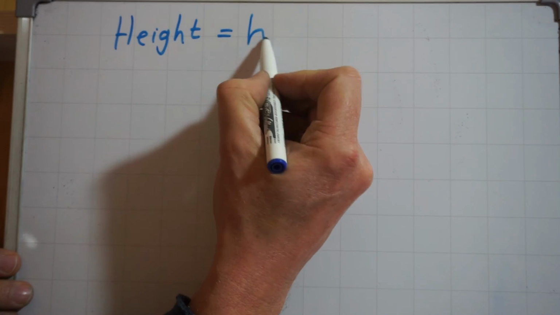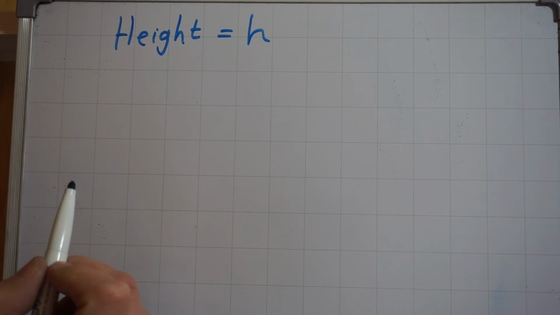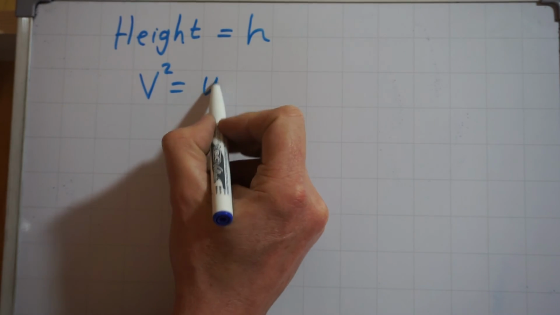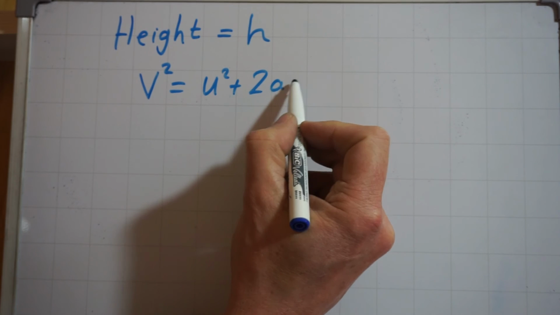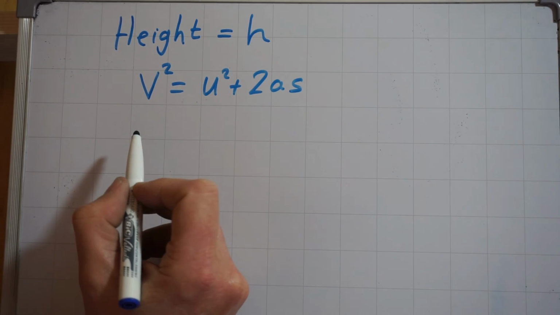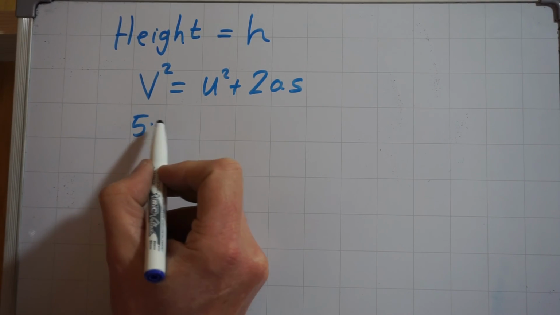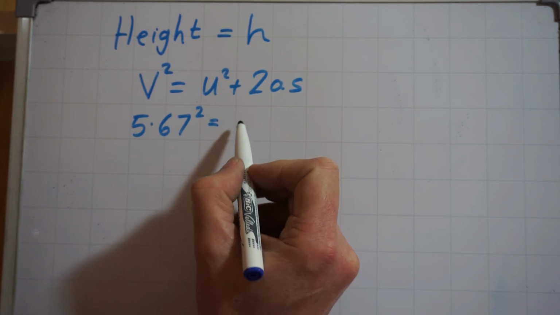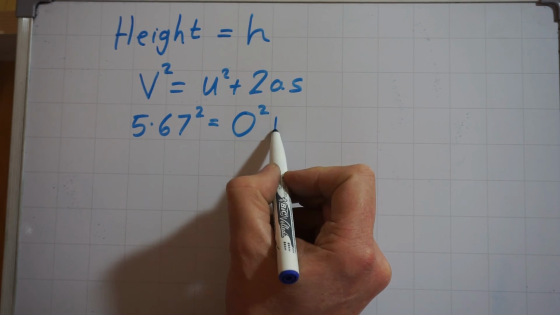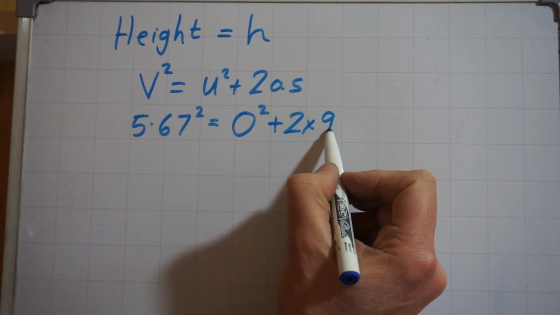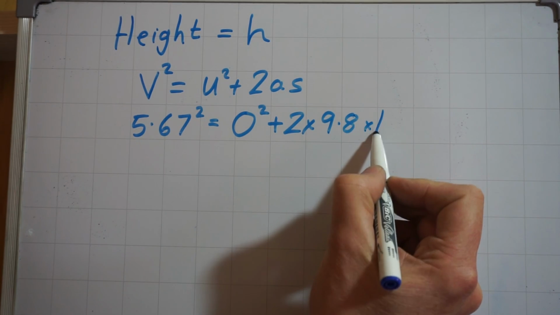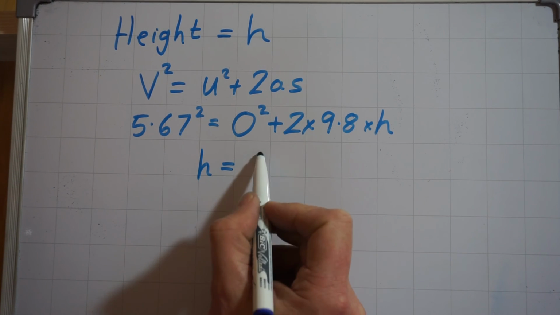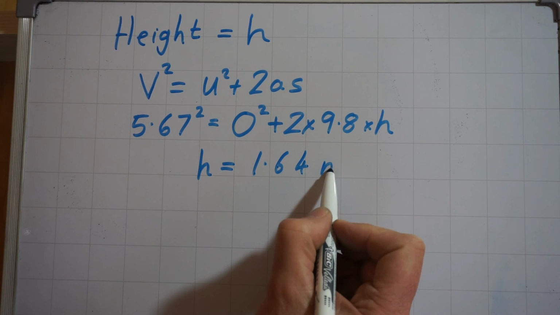We are now in a position to calculate the height of the ceiling, which we will call h, by considering the ball falling from the ceiling to the table. V squared equals u squared plus 2as. V is the speed at which the ball hits the table, which we know is 5.67. As the ball is released from rest, u will be 0, and we will have 2 times 9.8, and this time s will be the height that we are trying to find. Completing this calculation, h is equal to 1.64 meters.